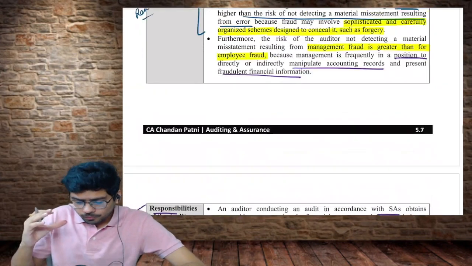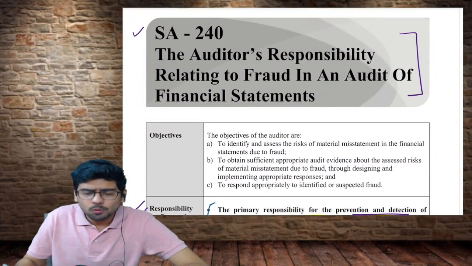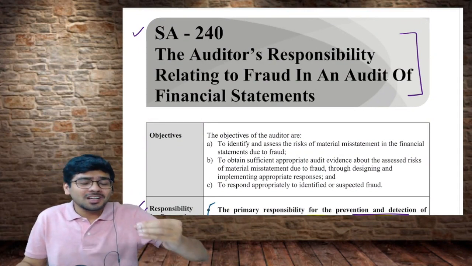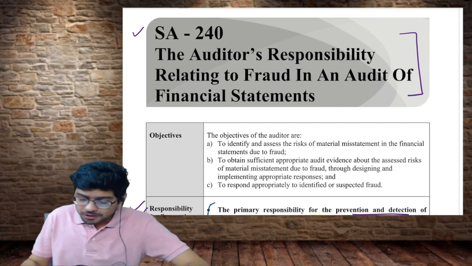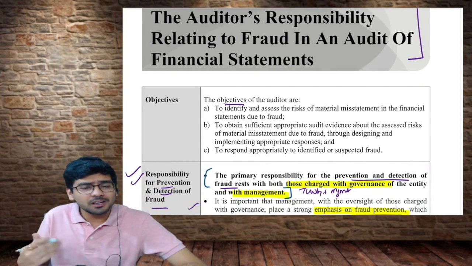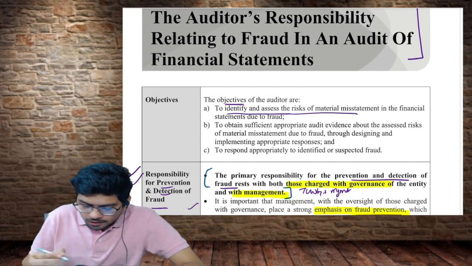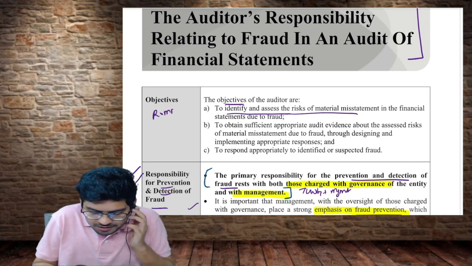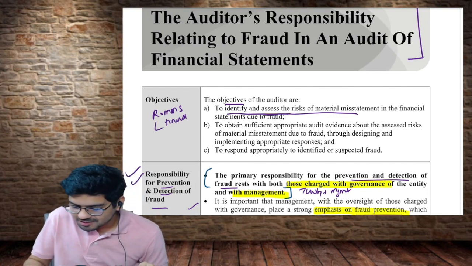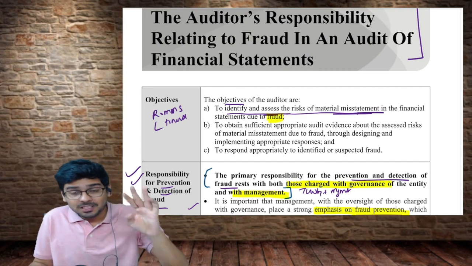But before the requirements, let us first understand what the purpose of this standard is, why this standard is there in our syllabus, and why it needs to be complied with by the auditor. This standard is going to help us in basically doing 3 things. The objectives of the auditor are, you only have to read it, to identify and assess the risk of material misstatement in the financial statements due to fraud, specifically due to fraud.